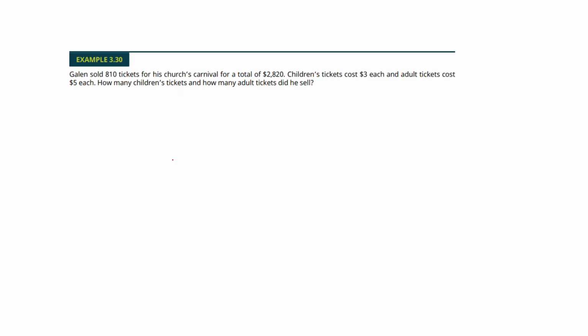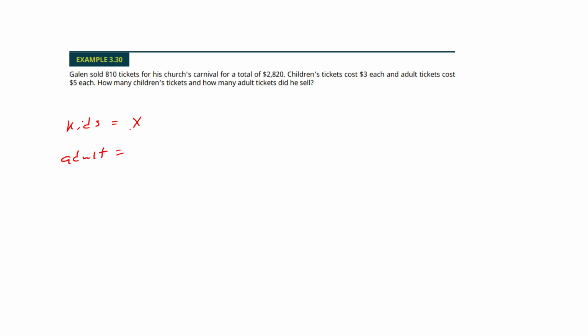Okay, same thing here. Oh, I know what they're going to do with this one. I got kids tickets and adult tickets. What's different here is that they told us the total number of tickets sold, and that's all they told us. And so we're going to have to do a pretty clever little trick here. You could pick either one of these to be the unknown. I'm going to make this the kids tickets as I don't know.